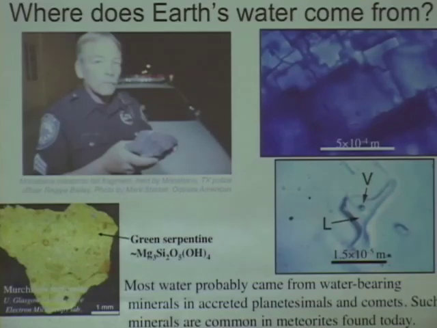Okay? And it turns out that we have samples of what that material was like that collected to form the Earth and the other planets. And from time to time, these fall on our planet, leftovers from that process, in the form of meteorites. And this is an example. This is the meteorite Monahans.